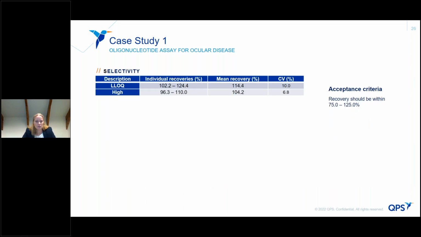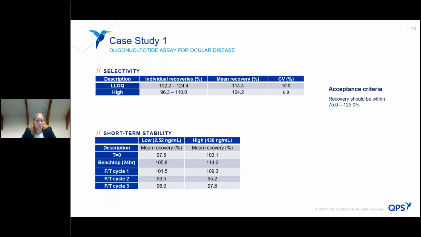If you look at the selectivity, which was measured at LLOQ and high level, you see that the mean recovery was also within the acceptance criteria, meaning that the assay is selective for the oligonucleotides. If you check the short-term stability, you see that at time point 0 the mean recoveries are nicely around 100%. For the benchtop, the mean recovery is also accepted and within 75 to 125%. So that means that you can store samples at room temperature for at least 24 hours. And the freeze-thaw cycles show acceptable recovery, indicating that samples can at least be freeze-thawed 3 times.